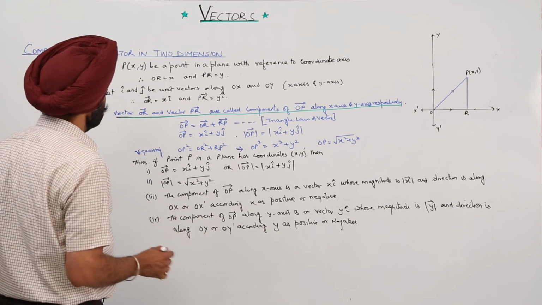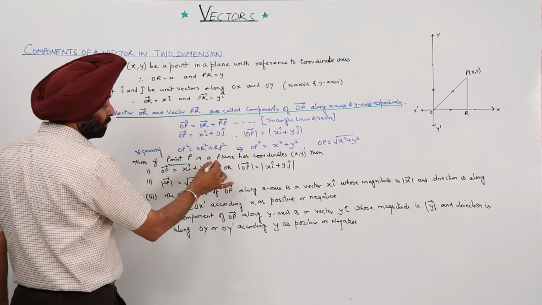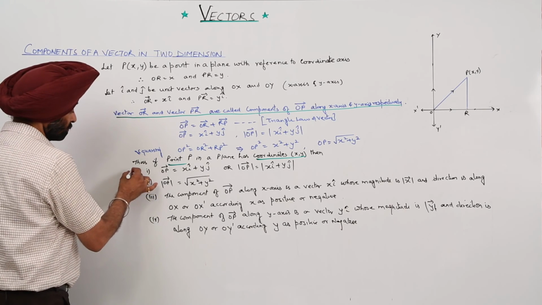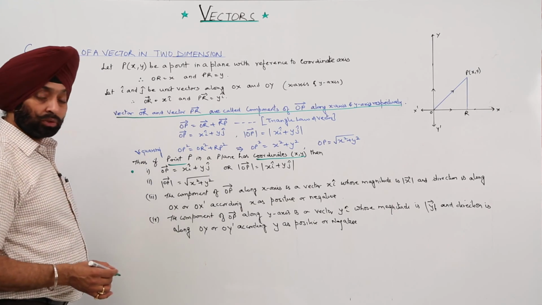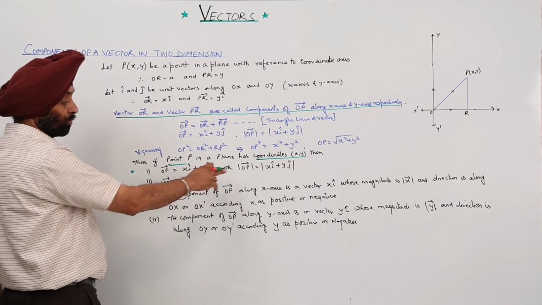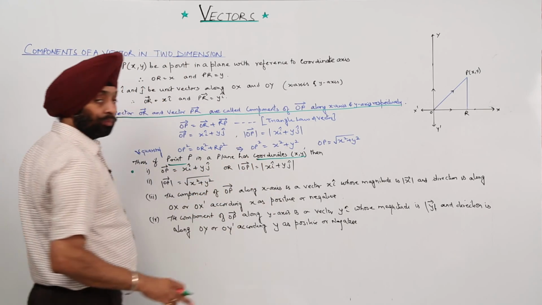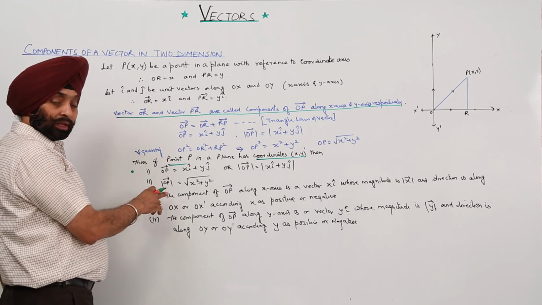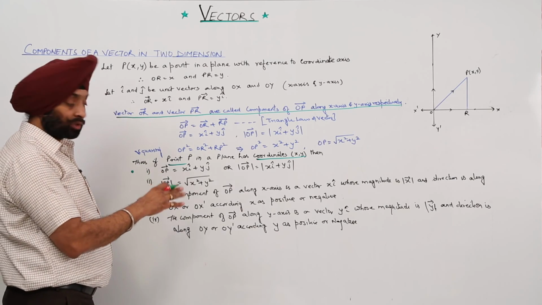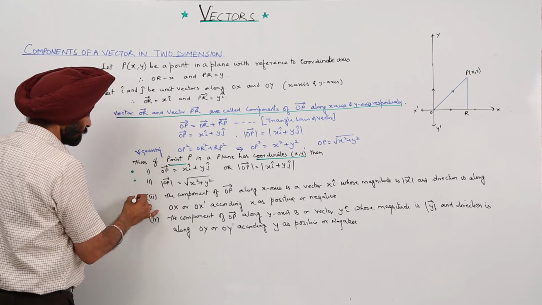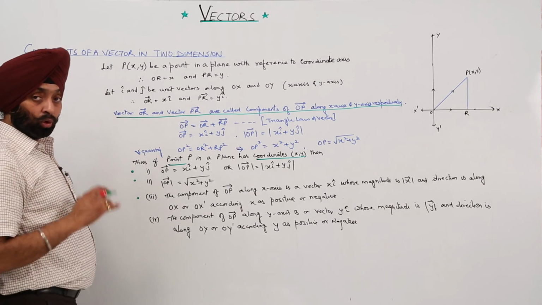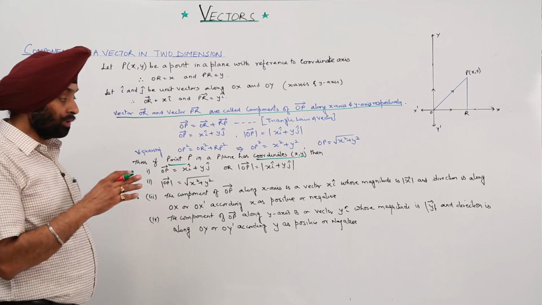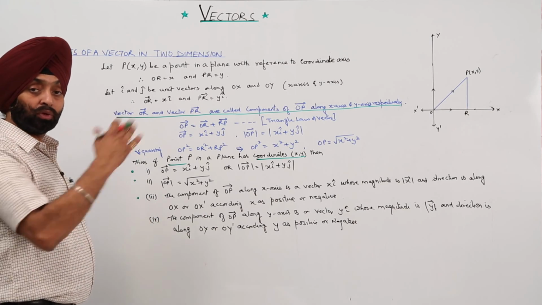Once again, if a point P in a plane has coordinates x and y, then number 1, vector OP is equal to x i cap plus y j cap, or the length of OP is equal to the length of x i cap plus y j cap. And third, the length of OP can be written as square root of x square plus y square. And the component of OP along the x axis is x i cap and its magnitude is x, with direction along positive or negative.